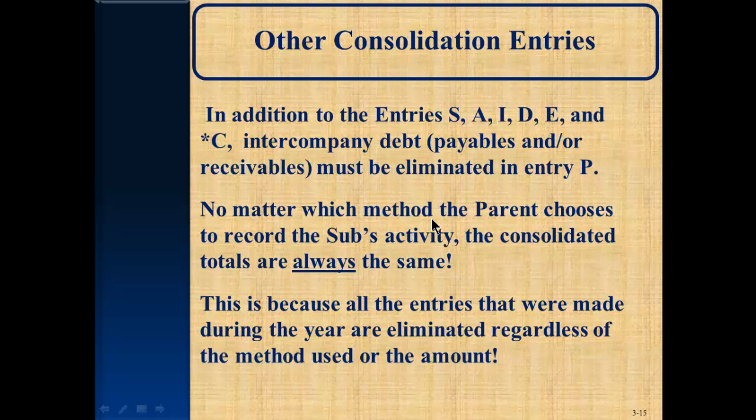And sometimes there's a formal debt instrument or something, a loan that's been made between the two entities, and that's what they're really talking about in the chapter. Okay? Now, here's the point about the investment account. No matter which of your three methods, which were full equity, partial equity, or initial value, no matter which method the parent chooses, the consolidated totals are all the same.